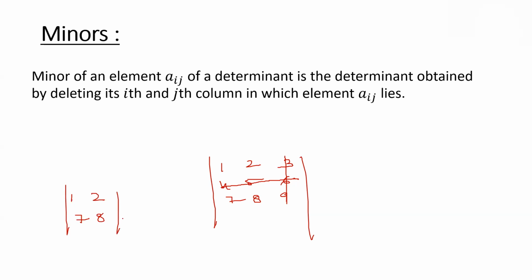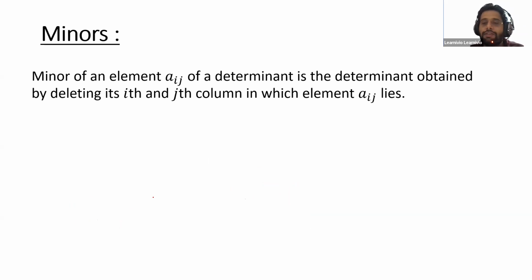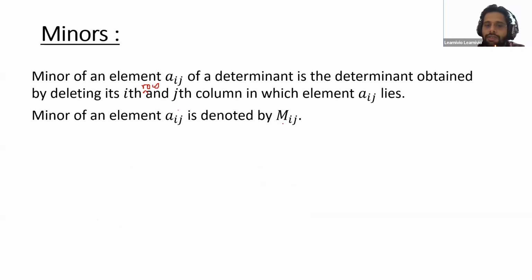Yes, that depends on the element. Okay, so we will discuss this again. Minor of an element is the determinant obtained by deleting its ith row and jth column. This is ith row and jth column. Minor is denoted by Mij. So whenever you find the minor of an element, you will denote that with Mij. So for example, if we have this determinant 1, 2, 3, 4, 5, and we are finding the minor for element 2, then we will write this element is what?